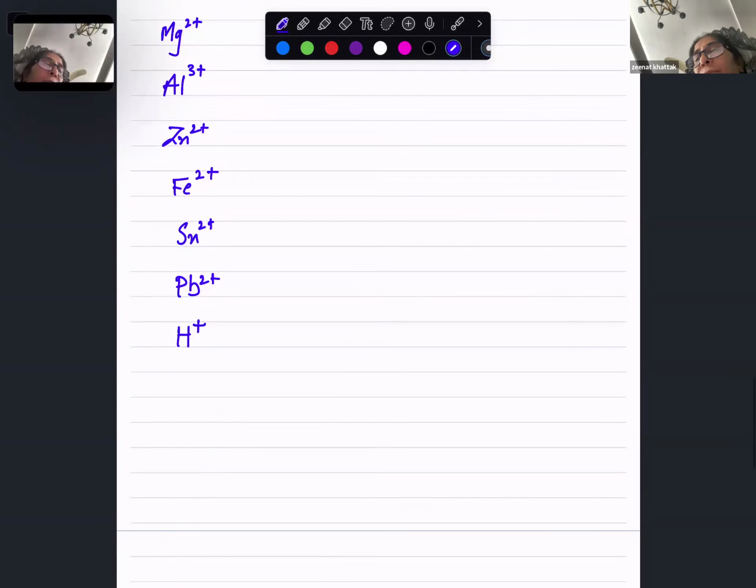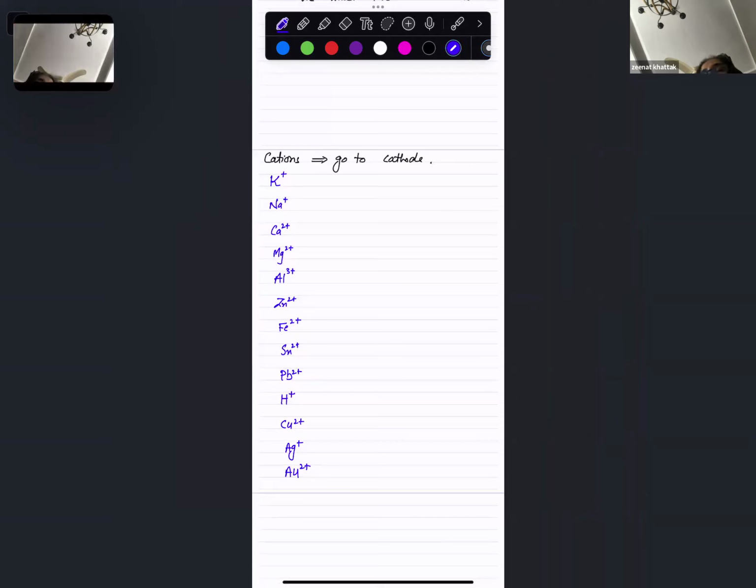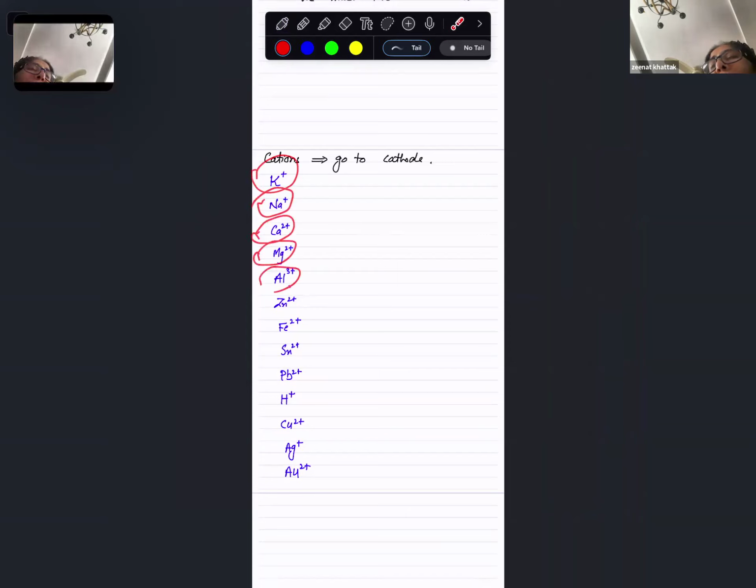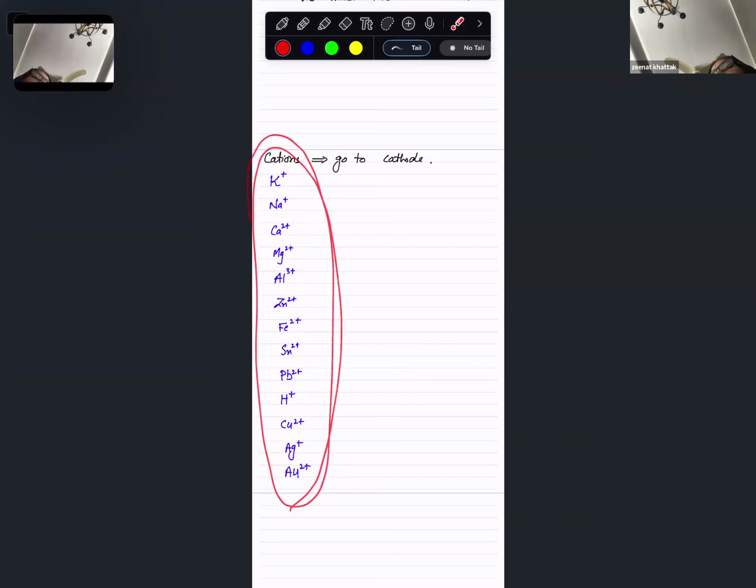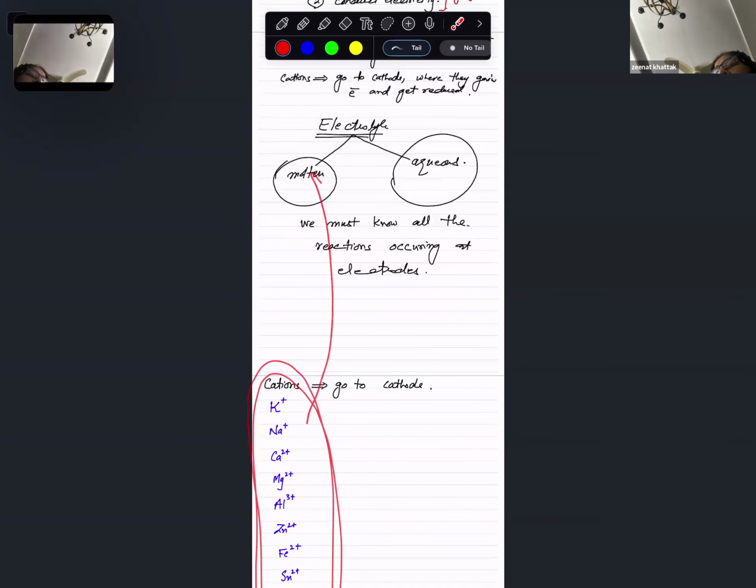He has copper, silver, and gold. More than this. These are the cations that are in your course: Knights of Norway, called Mr. Asif Zardari from Sindh, Pakistan. He has copper, silver, gold. These are all the cations that you will deal with in either molten or aqueous. Keep in mind.